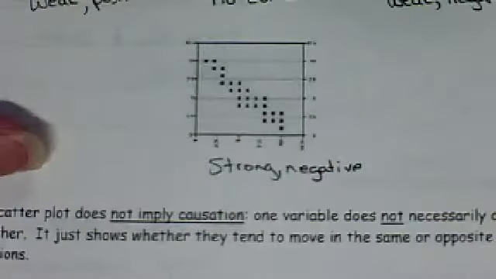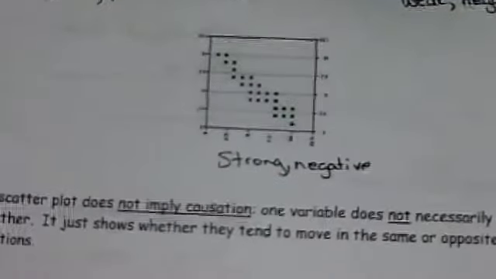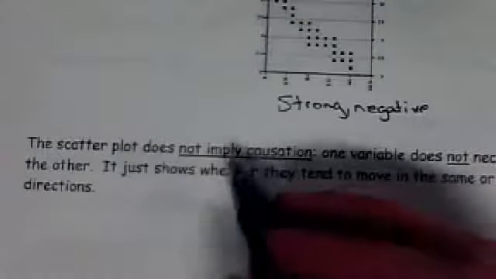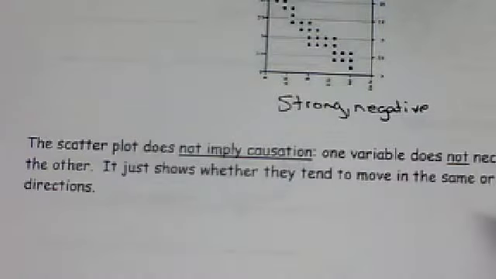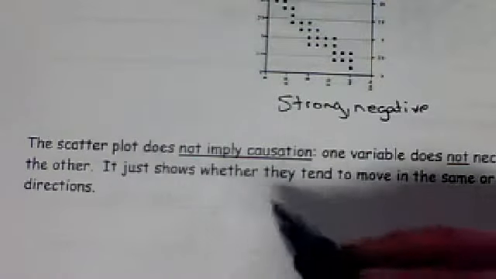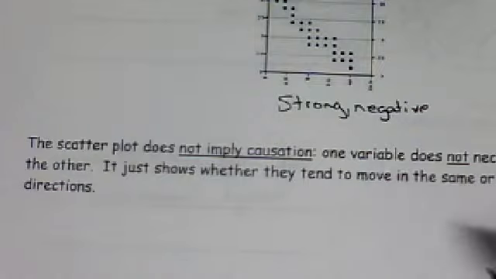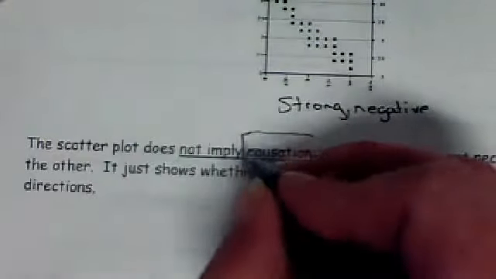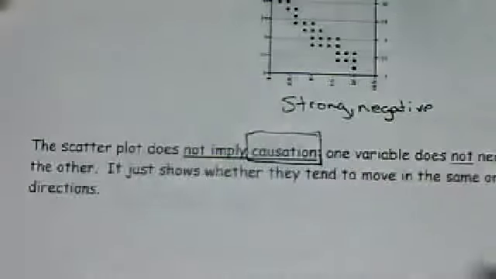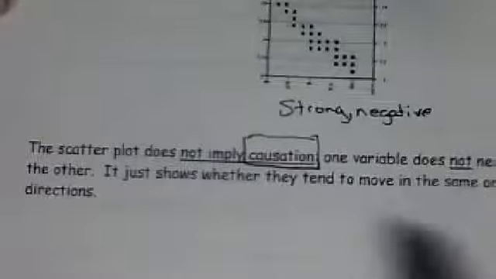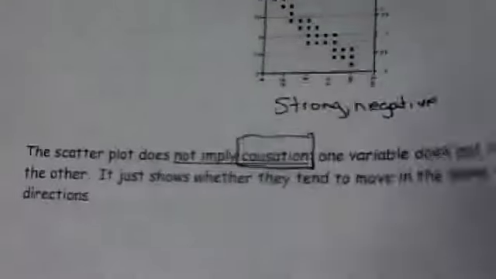Again, just because we see a pattern or relationship, it does not imply causation. It's just showing that there's a trend in one direction or the other. So make sure when you're looking at your own data, you think about causation versus just seeing a correlation. There's two different things.